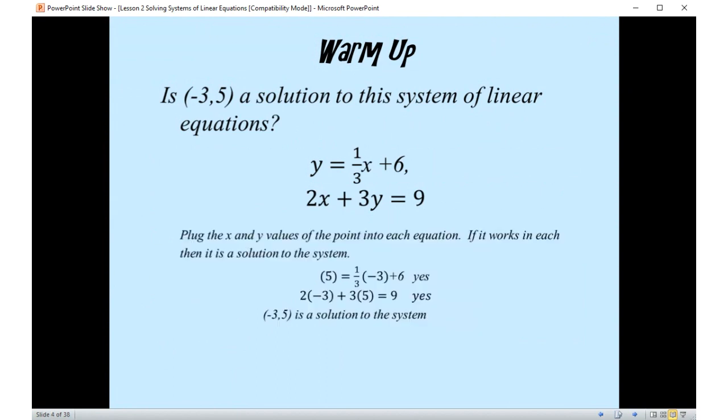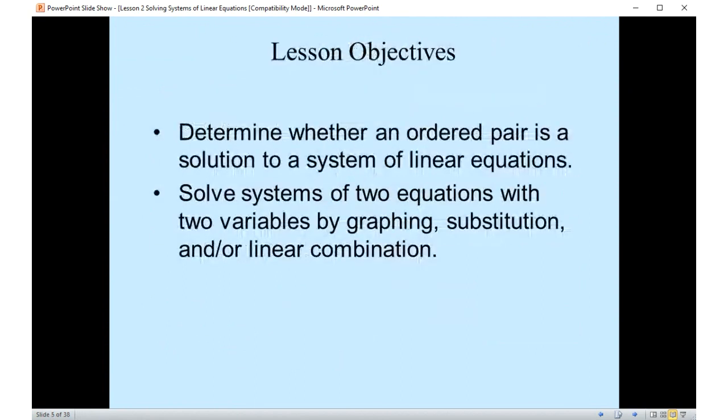So first, you're going to plug the x and y values of the point into each equation. If it works in each equation, then it's a solution to the system. It does work in both of the equations, so it means this point is on both the lines.